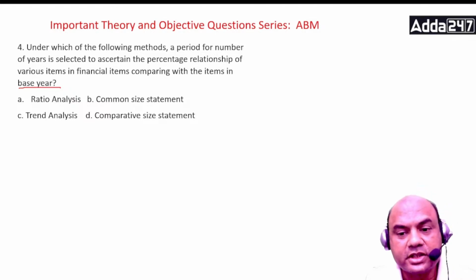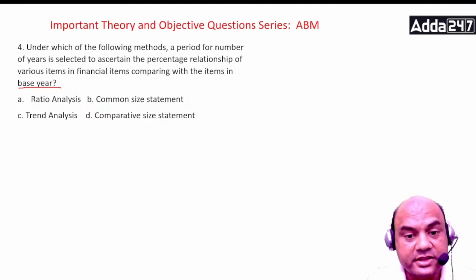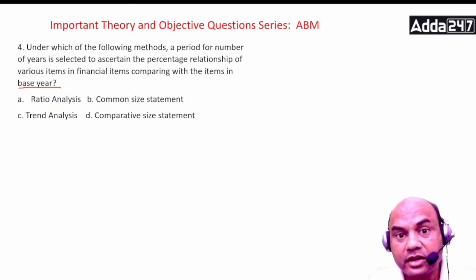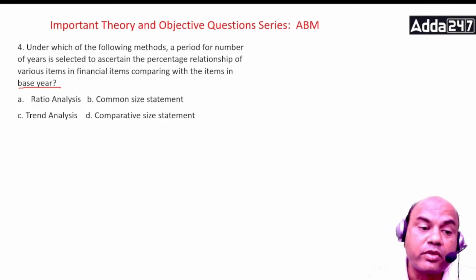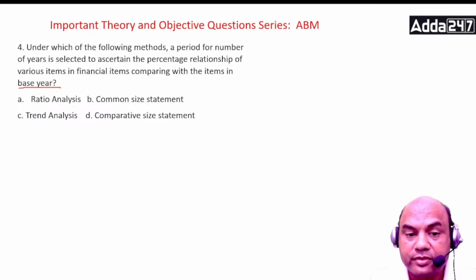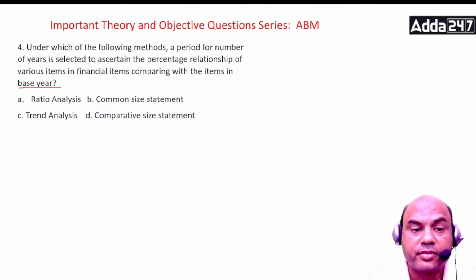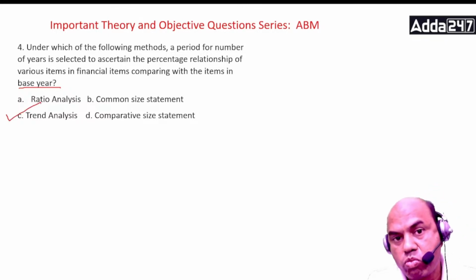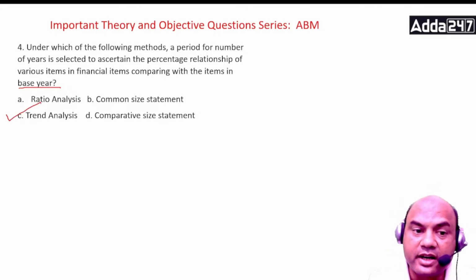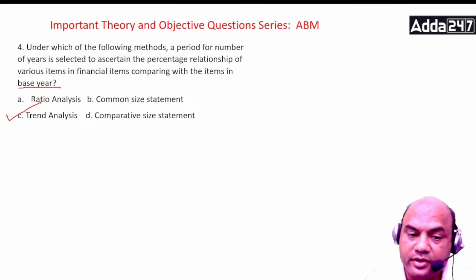So the same question can be asked to you with various answers. Logic is the same over here: percentage of relationship of various items. Earlier also that was the same thing. But what is the answer over here then? Ratio, common size, trend and comparative. Trend, you have to check the trend with the base year. So base year means you'll always check the trend. Always trend analysis is used over here. Got it?